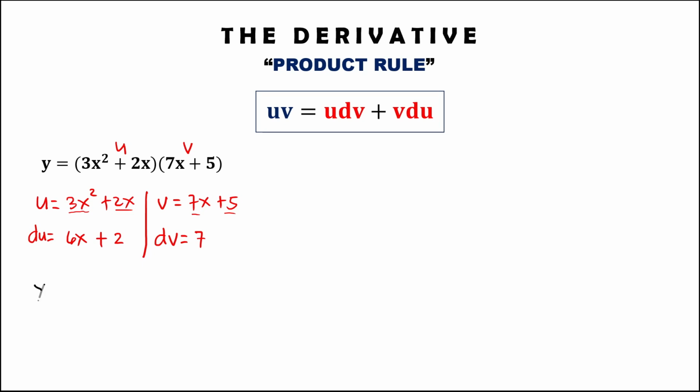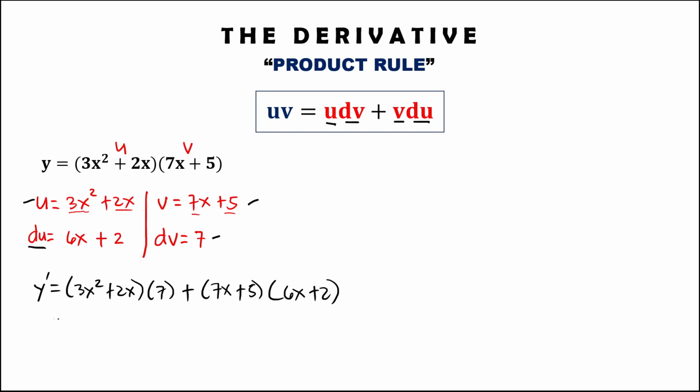To find now the derivative, y prime equals u, and u is equal to 3x squared plus 2x, times dv, and dv is equal to 7, plus v, v is equal to 7x plus 5, times du, and du is equal to 6x plus 2.